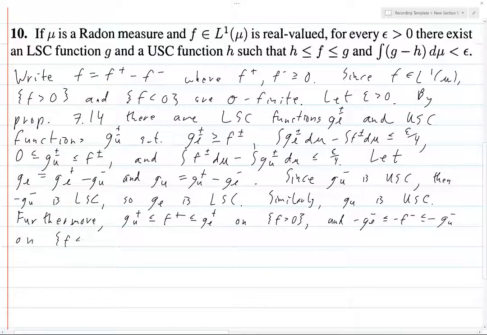So this is on this set, and so GU is less than or equal to F, less than or equal to GL. Now you might be thinking, what about when F equals 0? I really don't care. Just make these functions 0 there. We don't really need to worry about that, because when we integrate over that region, it's just going to give us 0. So make sure GU and GL are 0 on this set.